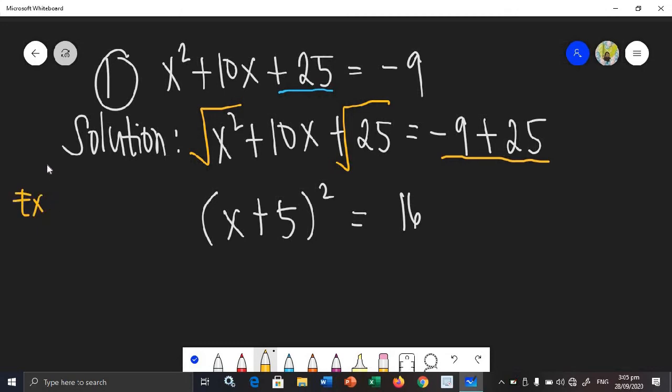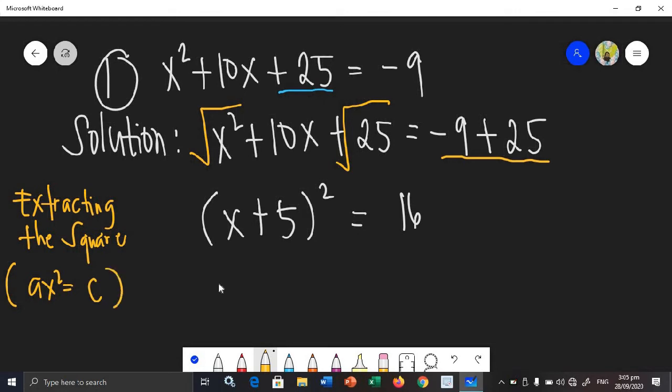Extracting the square. Di ba? Yun yung unang tinuro ko. Extracting the square. So here, pwede natin i-extract kasi in the form x squared equals c. Ganyang form siya, di ba? So using extracting the square, sulat tayo ng square roots. So, makakancel na si 2 here, di ba? So, that will be x plus 5.